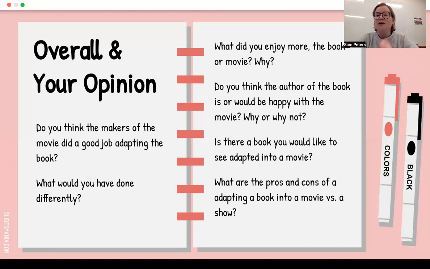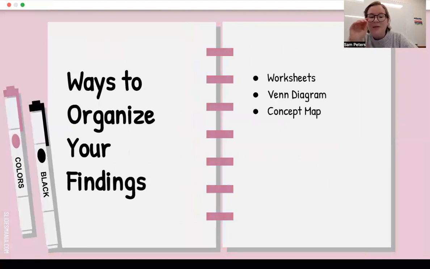Would Harry Potter work better as a show than a movie? Could you expand on things? Could you shorten things? I'm going to talk about a few different ways to organize your findings. I'll give you worksheets in class that have the questions we just kind of talked about. And then I want to go over how you can create a Venn diagram and a concept map.